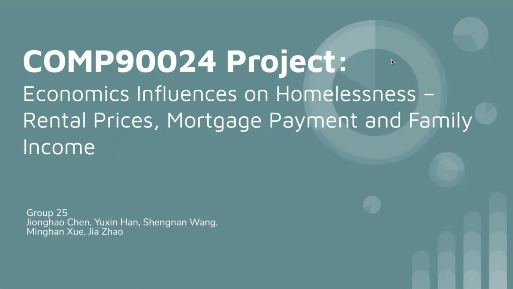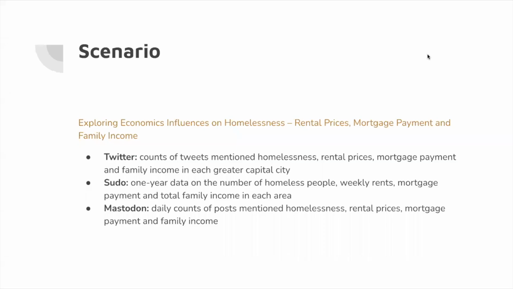This video talks about the scenario for our project, demonstrates the web application, and then some findings will be discussed. Our scenario focuses on the economic factors that contribute to homelessness, in particular focusing on rental prices, mortgage payments, and family income. And we have gathered data from three main sources: Twitter, Pseudo, and Mastodon.